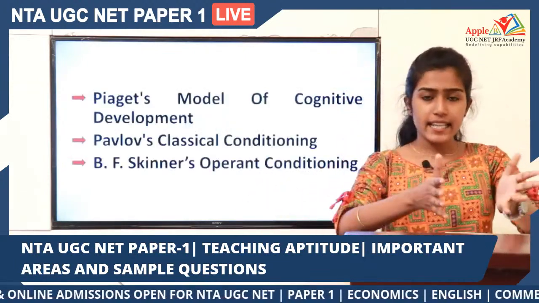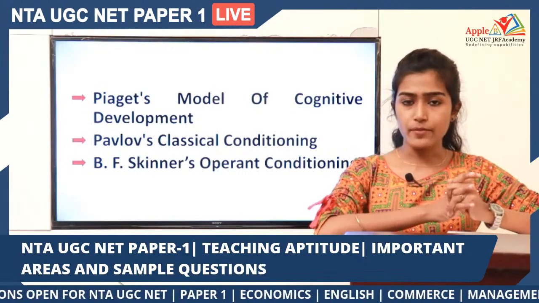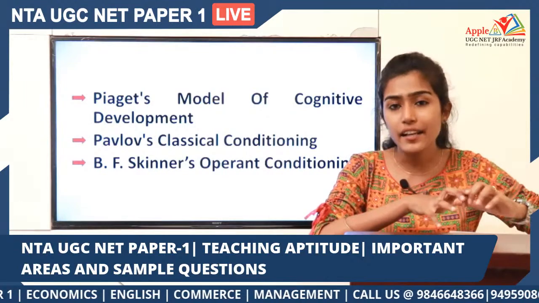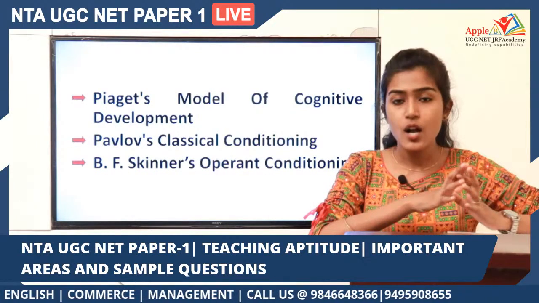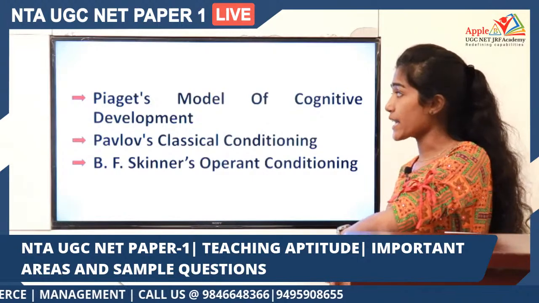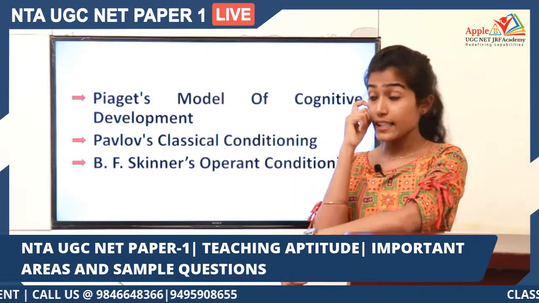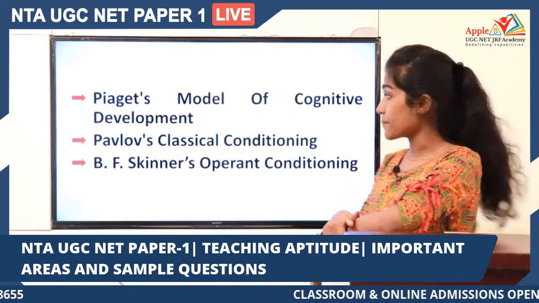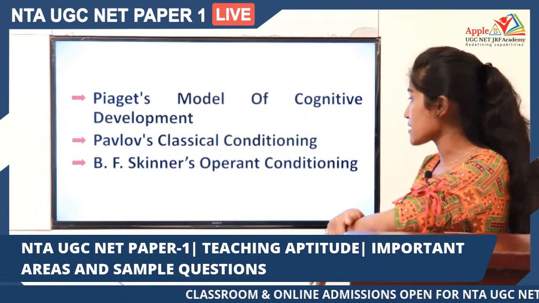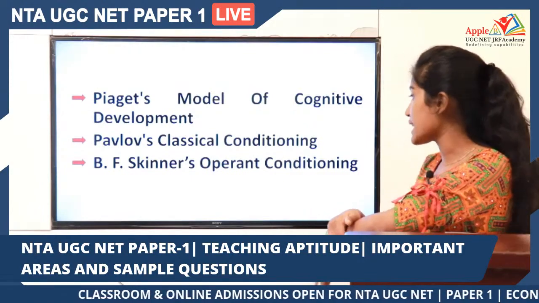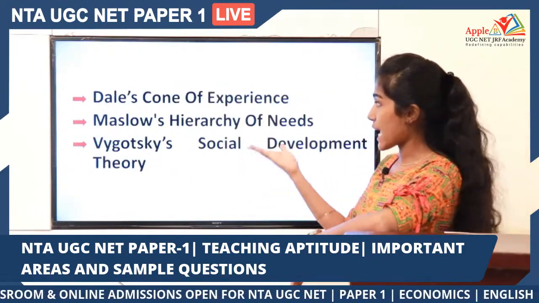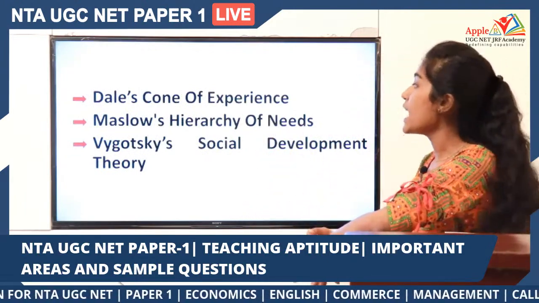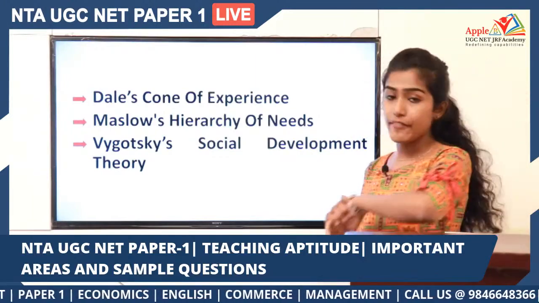So what is the next area that you have to focus on from teaching aptitude? In teaching aptitude, we have a few theories which are associated with psychology as well. So here you have a list of the various theories that you have to learn in teaching aptitude. The first one is Piaget's model of cognitive development. Then you have Pavlov's classical conditioning. Then B.F. Skinner's operant conditioning. Then Dale's cone of experience. Then Maslow's hierarchy of needs. Then Vygotsky's social development theory.